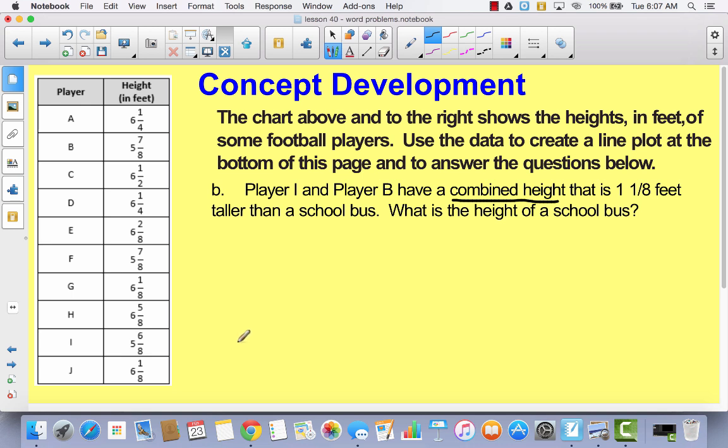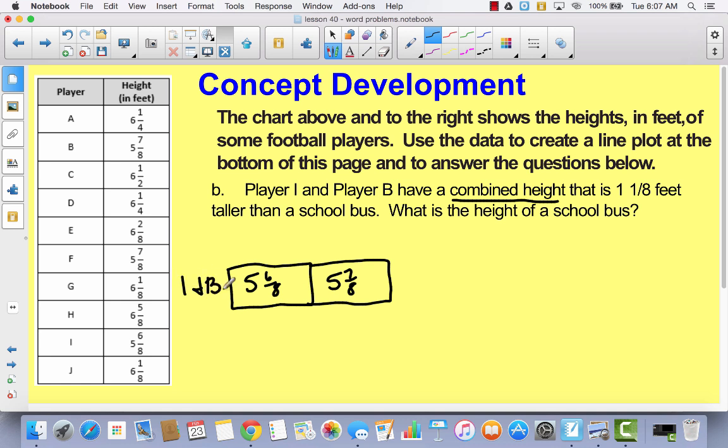Well, that means when you combine their heights. Well, when you combine something, you put it together. So let's take a tape diagram and let's put player I and player B's heights together. So player I is 5 and 6/8 feet, and player B is 5 and 7/8 feet. Now it says that, I'm going to call this I and B. It says that this height is 1 and 1/8 feet taller than a school bus. So I'm going to go ahead and label the school bus. I'm going to call it SB.